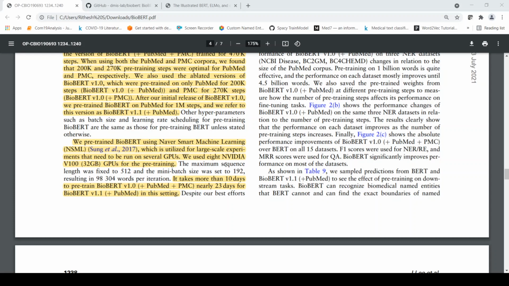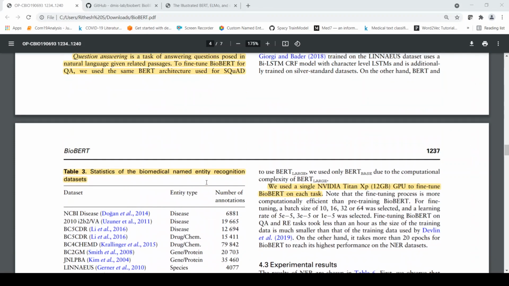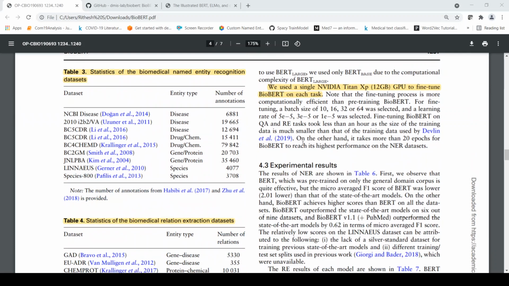So they used 8 NVIDIA V100 GPUs for pre-training, and this took 23 days for the BioBERT v1.1 version and 10 days for the BioBERT v1.0 version. Okay. So if you want to come up with pre-training models of BERT on another domain, you require a lot of hardware and you require a lot of corpora as well. Okay. But for inference or for fine tuning, it is much faster.